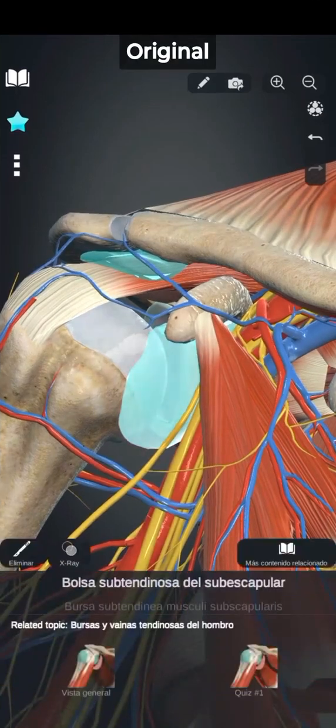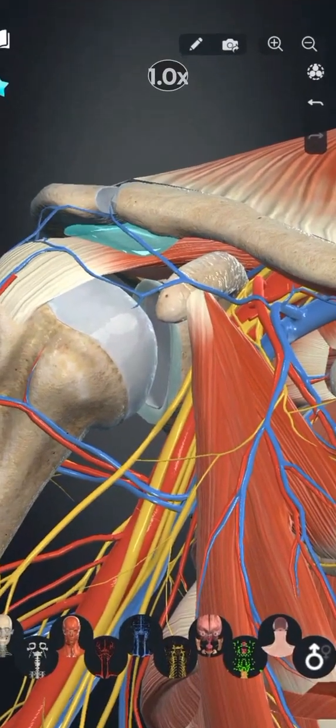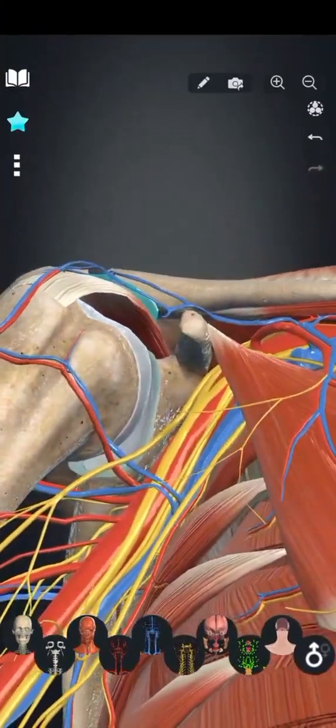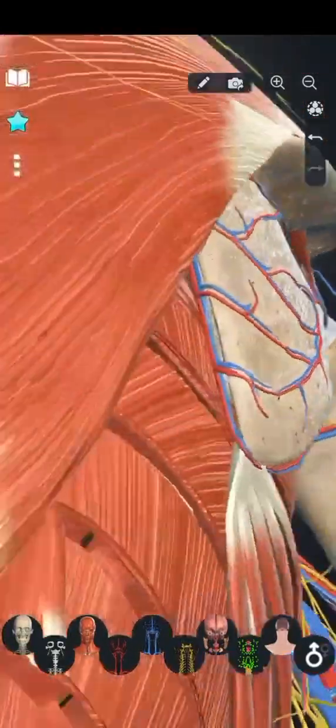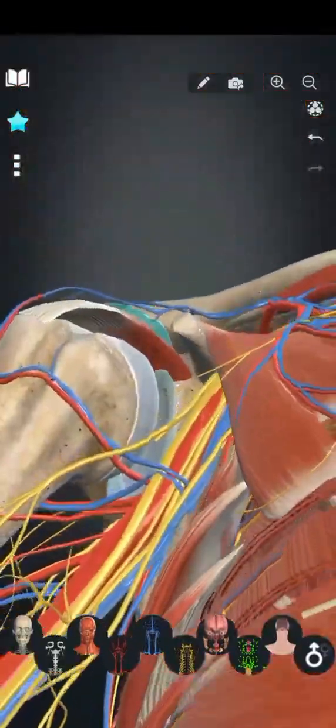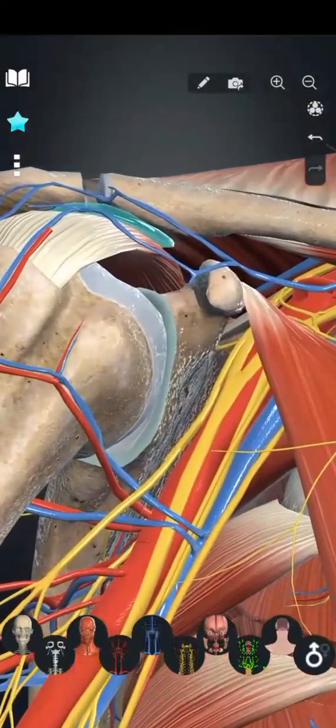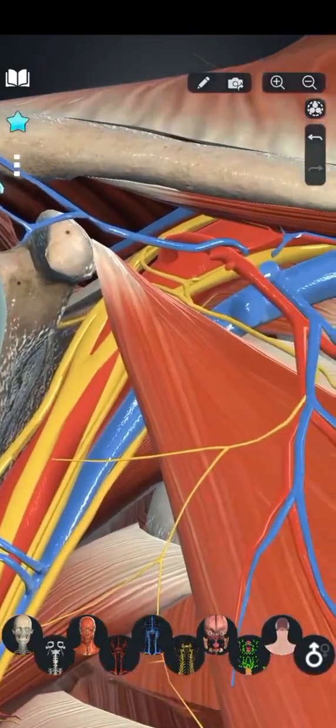Conclusion. In conclusion, the axilla is a complex and highly organized anatomical region that serves as a vital connection between the neck and the upper limb. Its pyramidal structure, well-defined boundaries, and rich contents make it an essential area of study in anatomy and medicine.